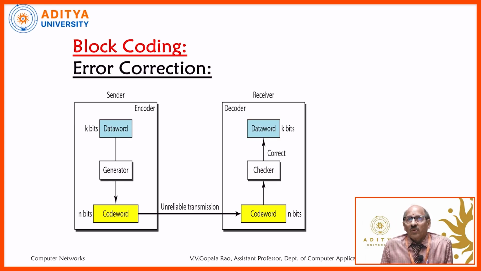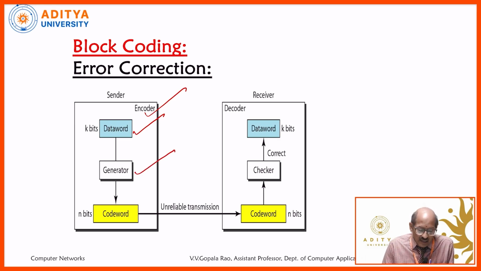Now block coding can sometimes also be useful for error correction. How is it possible? Similarly, in the case of sender and receiver, there is an encoder processor. Encoder means it converts the original into a different format. Here the data is referred to as a data word, and the generator generates extra bits called redundant bits. These two are clubbed together, forming a code word, and that is transmitted over the unreliable transmission.